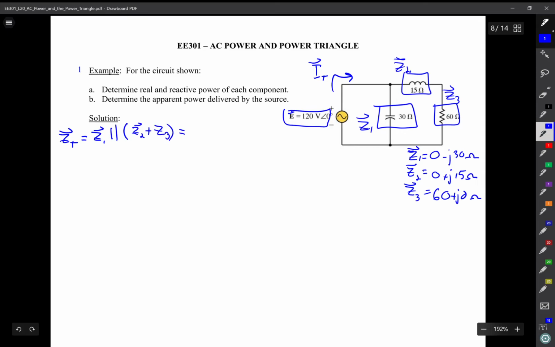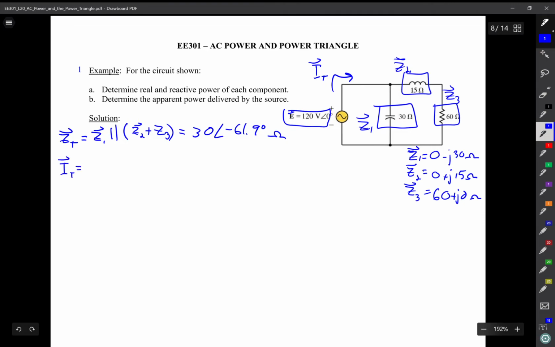Okay, if I do that, I'll determine that my total impedance is equal to 30 with an angle of minus 61.9 degrees, and that's units of ohms. It looks like, because it's a negative angle there, the total impedance is capacitive. Okay, the next thing I'm going to do is find I total.